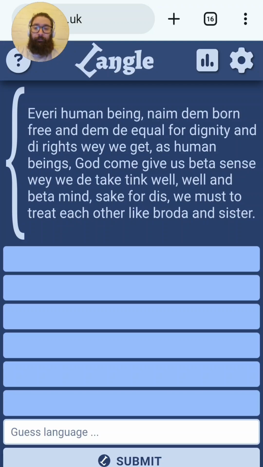Every human being named and born free and aimed equal for dignity and the rights where we get. As human beings, God come give us better sense where we detect, think well, well and better mind's sake, for this we must treat each other like brother and sister.